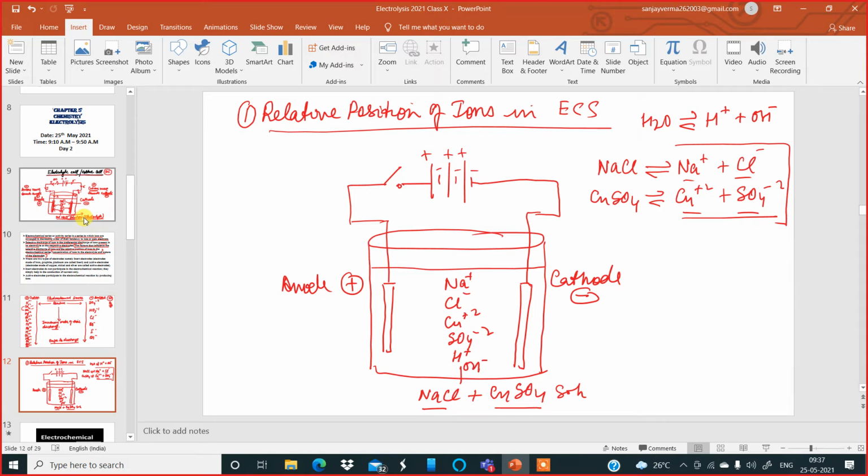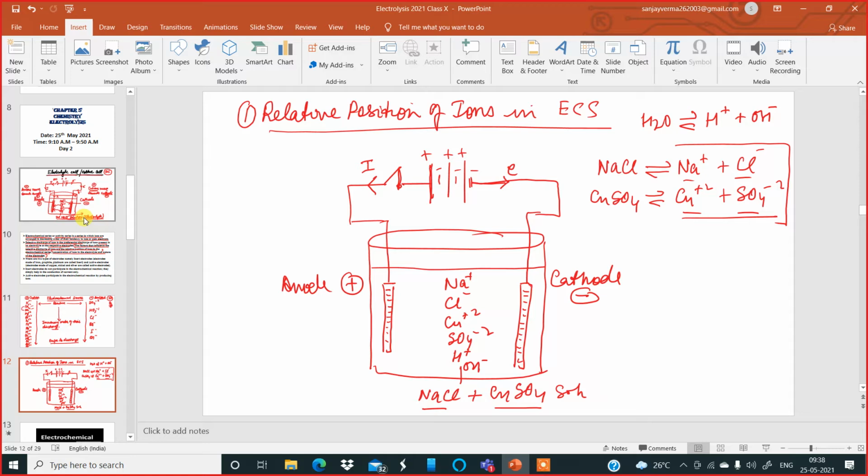So these are the ions present in this electrolytic solution. Now when the switch is put on, current flows in this direction and electrons move in the opposite direction. The current comes out from the positive terminal of the battery. Electrons come out from the negative terminal of the battery. That is how this electrode is the positive electrode, and that is how this electrode is the negative electrode.